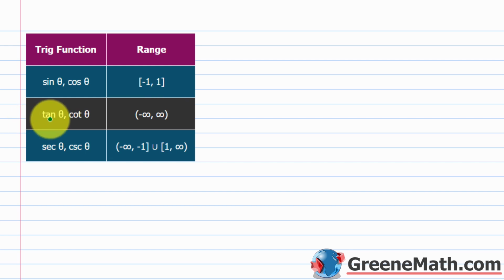When you work with tangent of theta and cotangent of theta, it can be any real number. When you work with the secant of theta or the cosecant of theta, you could really say the absolute value has to be 1 or larger, because you can have from negative infinity up to and including -1, and then also from 1 out to positive infinity. So basically the absolute value needs to be 1 or larger. It can't be less than that.